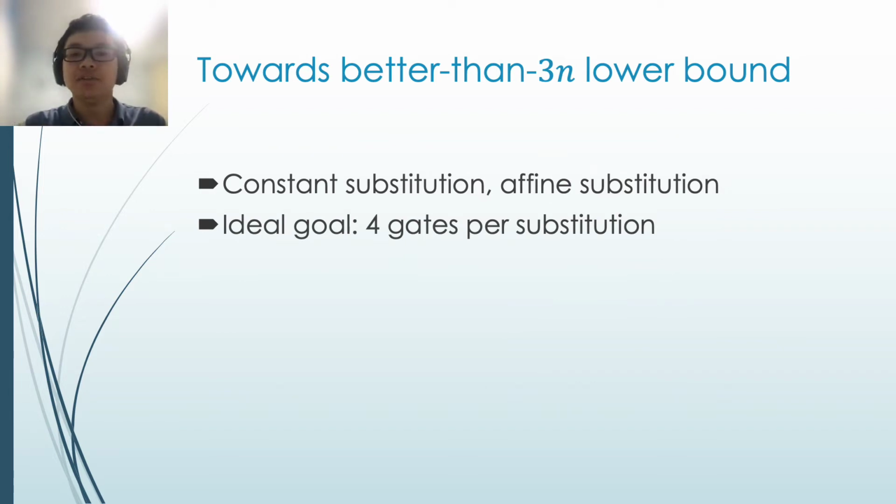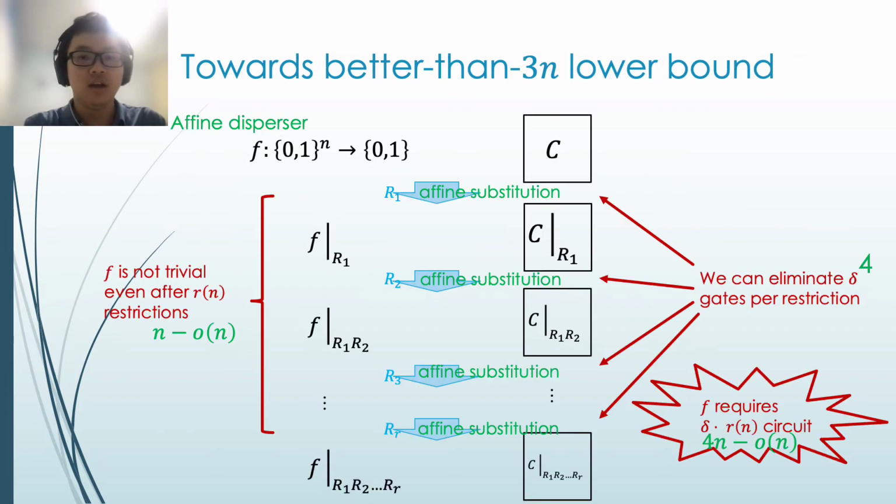So our idea is to somehow do constant substitution and affine substitution, and ideally we wish to eliminate 4 gates per substitution. This will yield a 4n minus little n lower bound. By plugging this idea into the framework before, we have this figure. Now the hard function is Fn disperser, and we do Fn substitution at each time. The hard function is not trivial after n minus little n restrictions, and our goal is to eliminate 4 gates per restriction, and this will give us a 4n minus little n lower bound.